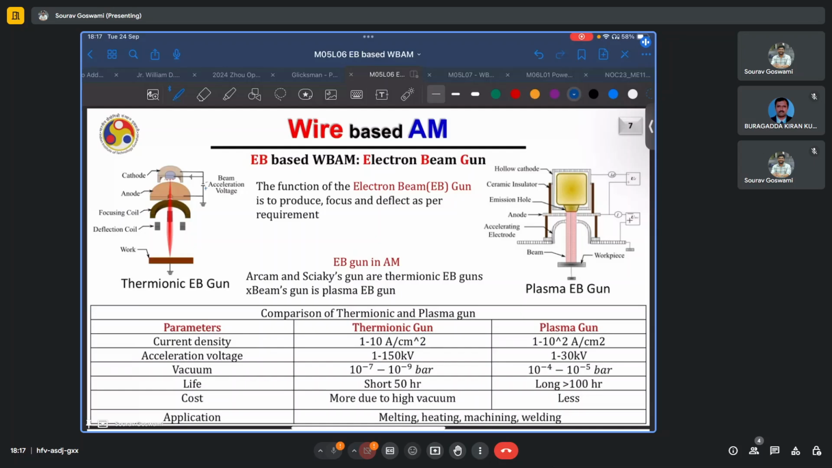For the plasma gun based systems also, the analogy is similar. There is a discharge voltage and there is an accelerating voltage. Discharge voltage again is used to bring out the electrons from the system, and acceleration voltage accelerates them towards the target surface.